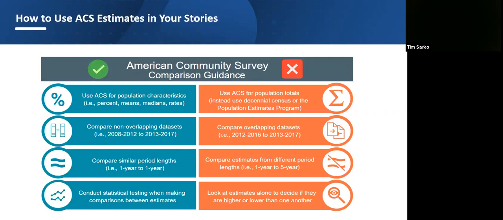So how to use ACS estimates in your stories? You want to use ACS for population characteristics like percents, means, medians, or rates. You don't want to use ACS for population totals. So I showed you, you would use the population estimates program instead for population totals. You do want to compare non-overlapping data sets. So for instance, if you're comparing two sets of 5-year ACS, you don't want them to have years in common. So make sure they're non-overlapping.